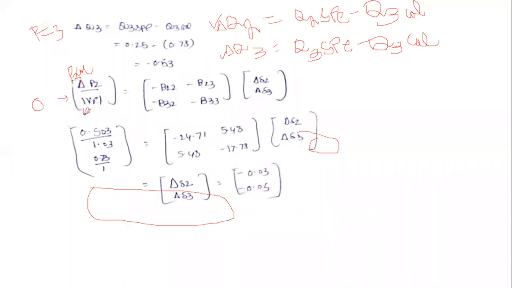Similarly, in that formula we have delta P3 by V3, equal to minus B22, minus B23, minus B32, minus B33, and delta 2, delta 3. Substitute all these values in this formula and determine the delta 2 and delta 3 values.